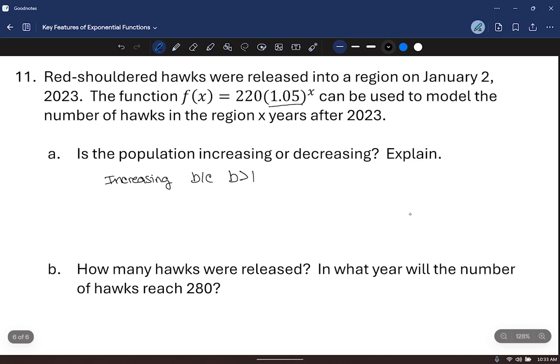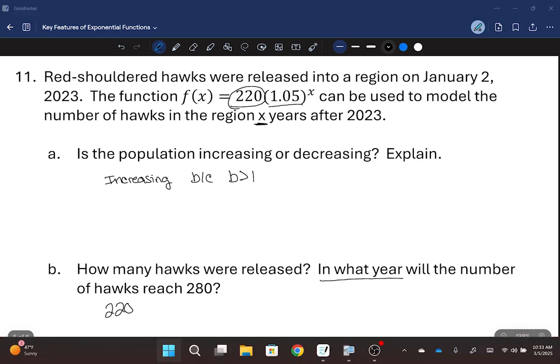How many hawks were released? And it means initially. This is our initial amount. So initially they released 220 hawks. In what year? That's x. Will the number of hawks reach 280?